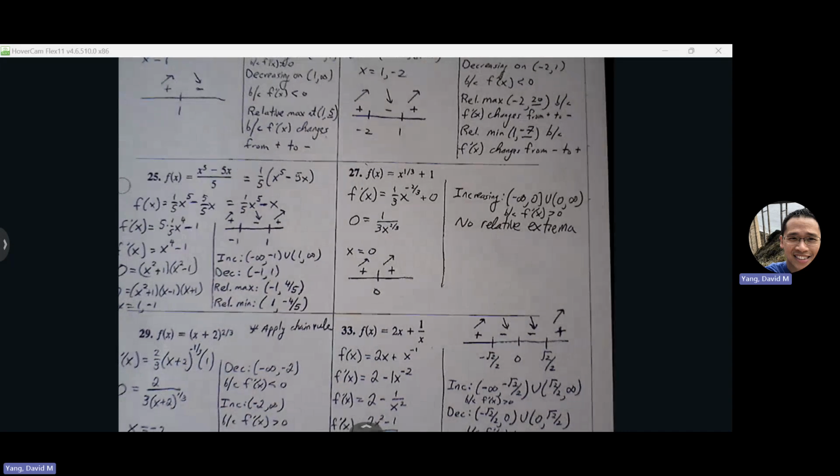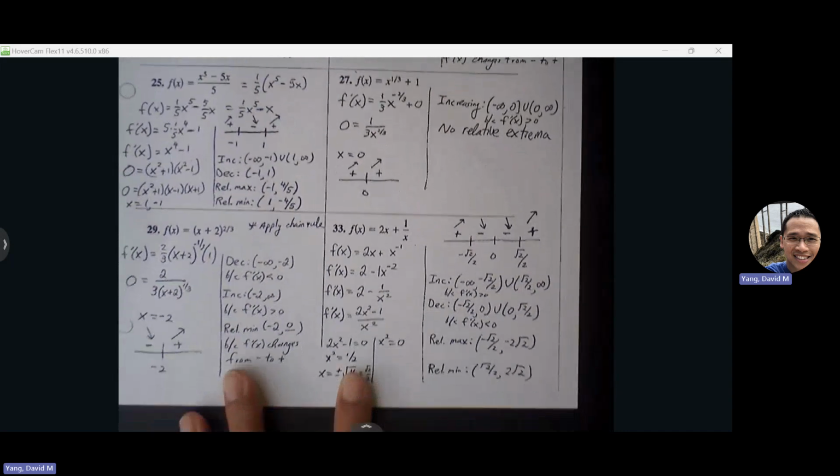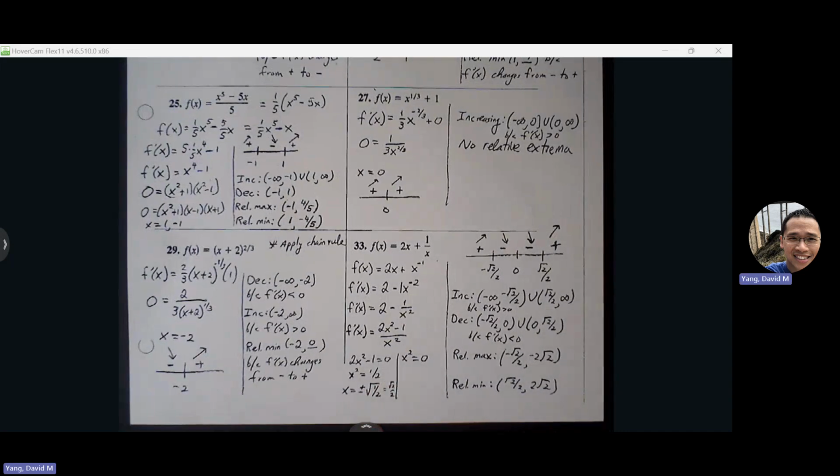Let's see if we can finish the last two here, 29 and 33. 29 is chain rule. For 33, after we find f prime, we do want to spend the time to do common denominators so that we can get something clear to set equal to 0, both in the numerator and denominator.